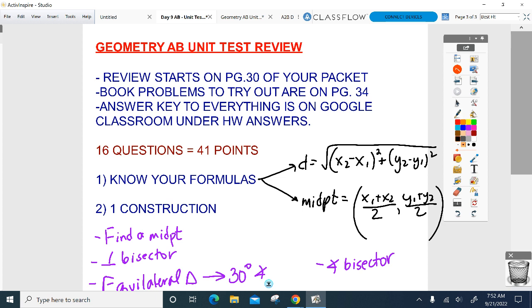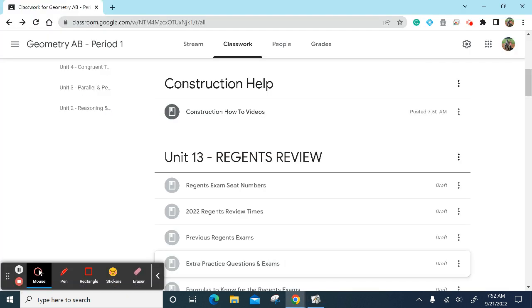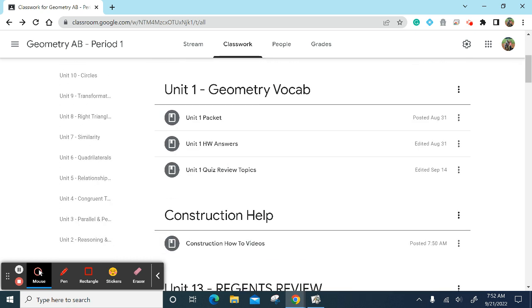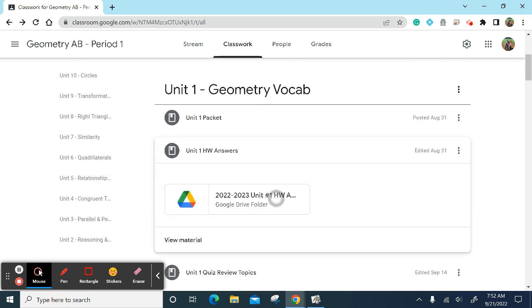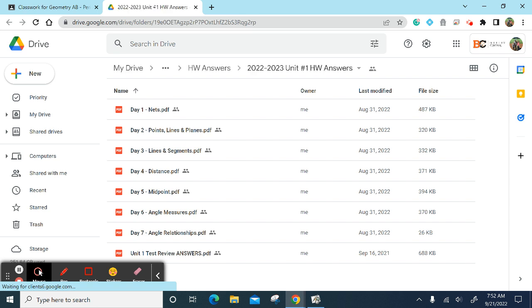Now, how are you going to know if you're doing these right or wrong? Where are the answers located? Because you can't see any in the packet right now. Up on Classroom, same place you've been getting your homework answers. So you go under homework answers, open it up. Everyone see the bottom here? Unit 1 test review answers. They're all there. Packet and textbook.